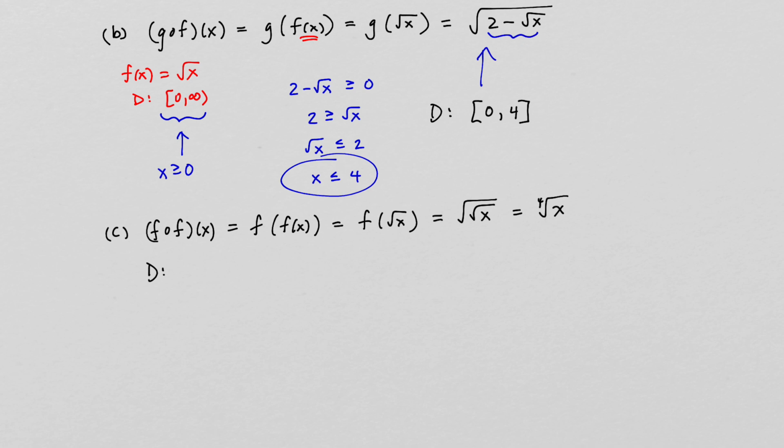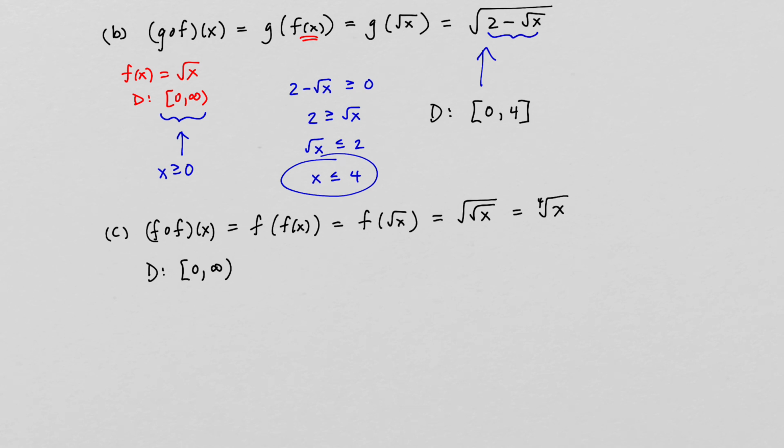Now for the domain, we already know that x has to be a positive number, or at least a non-negative number, right? We know this from our work up here. And when you look at the final function here, you do not get any additional restrictions, because as long as you're plugging in a positive number here, you can take the fourth root, no problem. And also 0 is okay.